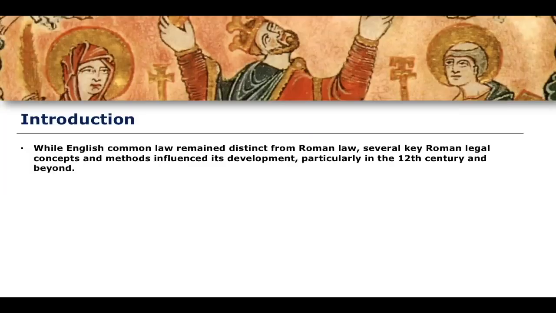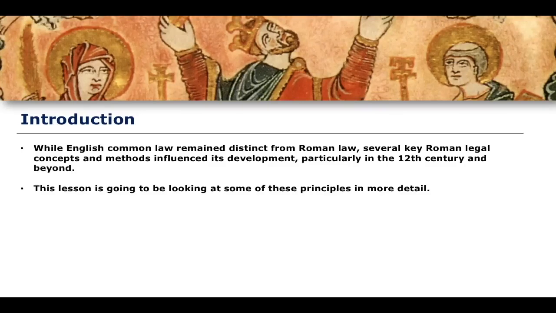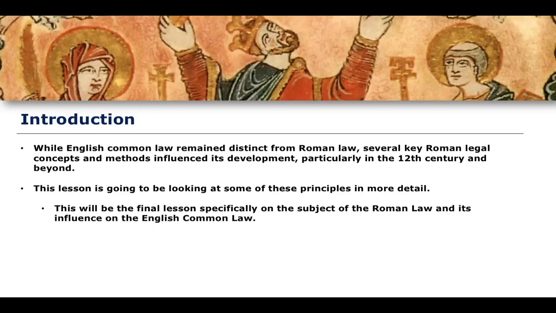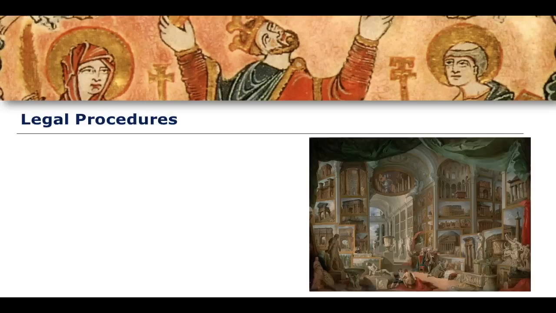So, again, mentioning it very clearly, we know that while the English common law remained distinct from Roman law since the Romans left, essentially, in 410 AD, several key Roman legal concepts and methods still influenced its development, particularly when we think about the 12th century and beyond. We'll look at these principles in this lesson in more detail. So, let's begin first by thinking about legal procedures which were influenced by the Roman law.